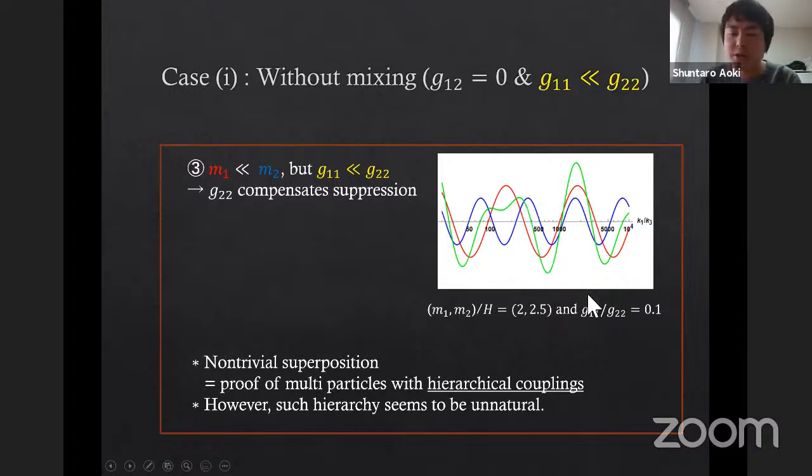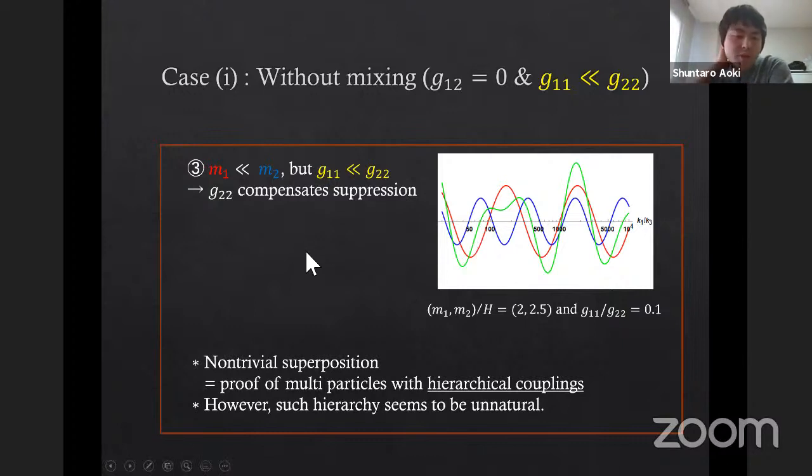So in this figure, I choose the parameter in this way, especially G22 is 10 times larger than G11. So now the mass of particle 1 and particle 2 are different. That means the frequencies are different. That's why it tends to give a non-trivial frequency, a non-trivial superposition.